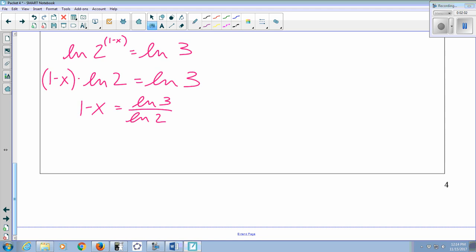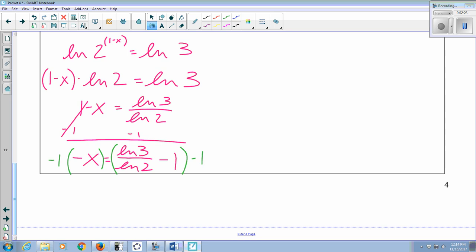So I think I'm going to subtract 1 from both sides. So I have the opposite of x, right? My 1's cancel, but I still have a negative in front of that x, is ln 3 over ln 2 minus 1. And then I'm going to multiply both sides of the equation now by negative 1. So I have x equals negative ln 3 over ln 2 plus 1, or positive 1 minus ln 3 over ln 2.